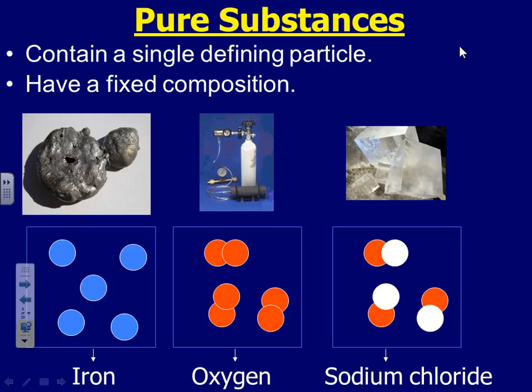All right. Pure substances contain a single defining particle. Now, matter is made up of particles, little pieces, all right? So if we could take a microscope and look closely enough at all matter, we would eventually get to the point where it's made up of tiny little pieces. And our classification is based on these types of pieces or particles there are. So a pure substance is made up of one single defining particle, one single type of particle.